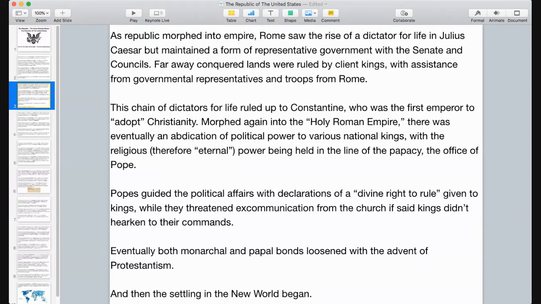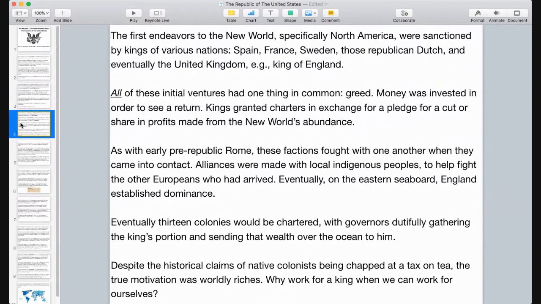Eventually, both monarchical and papal bonds loosened with the advent of Protestantism, and then the settling in the New World began. The first endeavors to the New World, specifically North America, were sanctioned by kings of various nations: Spain, France, Sweden, those Republican Dutch, and eventually the United Kingdom, or King of England. All of these initial ventures had one thing in common: greed.